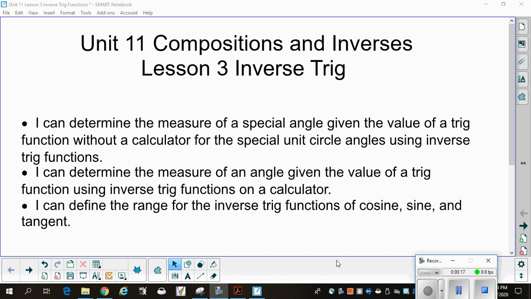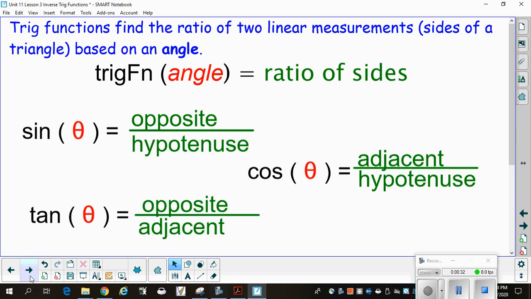You'll also be able to do inverse trig on a calculator for those items that are not some of our special unit circle angles. And you'll also be able to define the range for the inverse trig functions of cosine, sine, and tangent. Now, first, let's review.